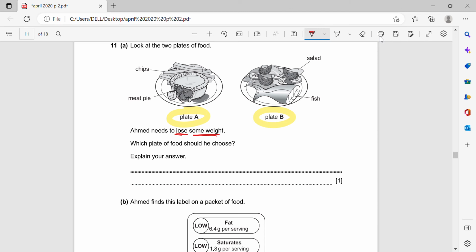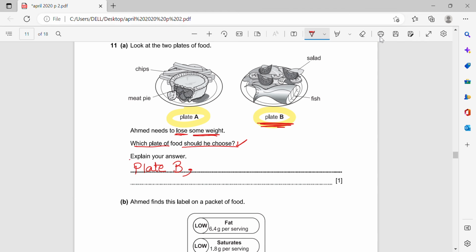If you need to lose weight, which plate will you go for? Will you go for the chips or the salad? Will you go for the fish or the meat? If you need to lose weight, which one will you choose? Of course, you will choose plate B. So which plate? The answer is plate B. ليه plate B؟ هل كده أنا خلصت الإجابة؟ لا، هو قال لي which plate of food should he choose، ده جزء من الإجابة plate B.